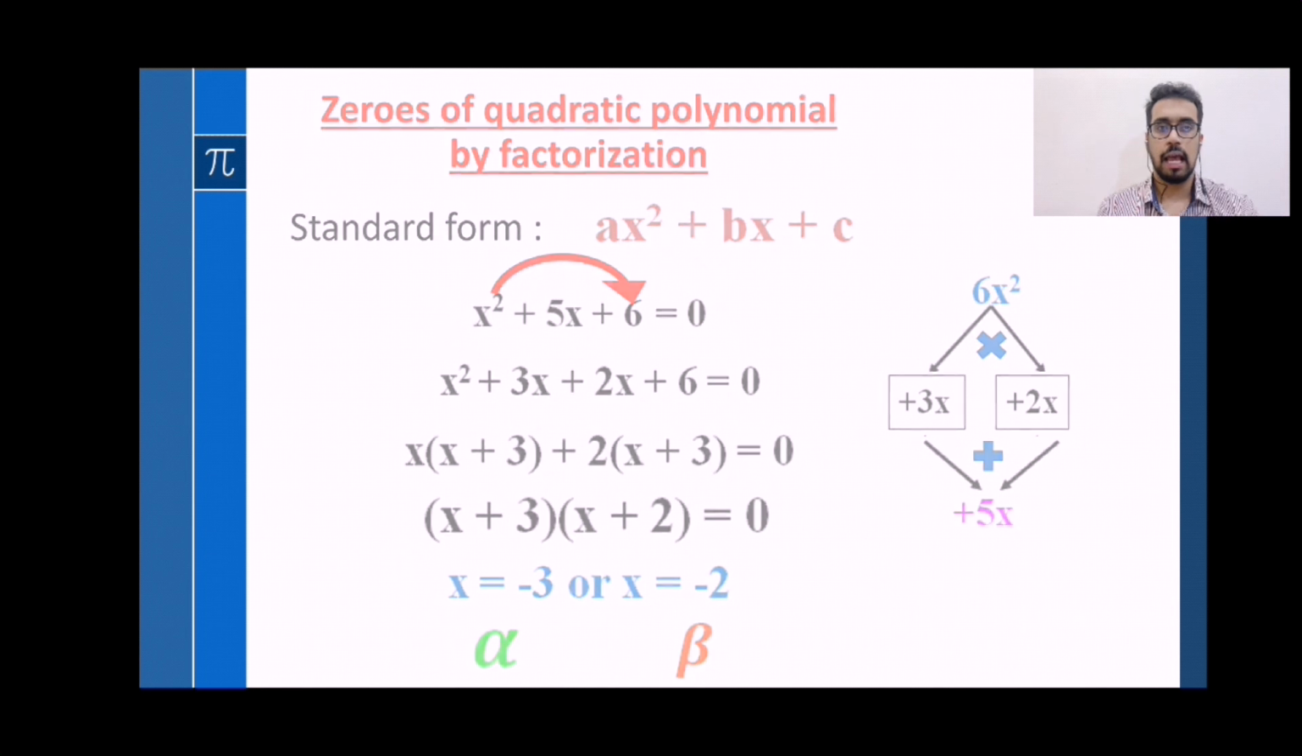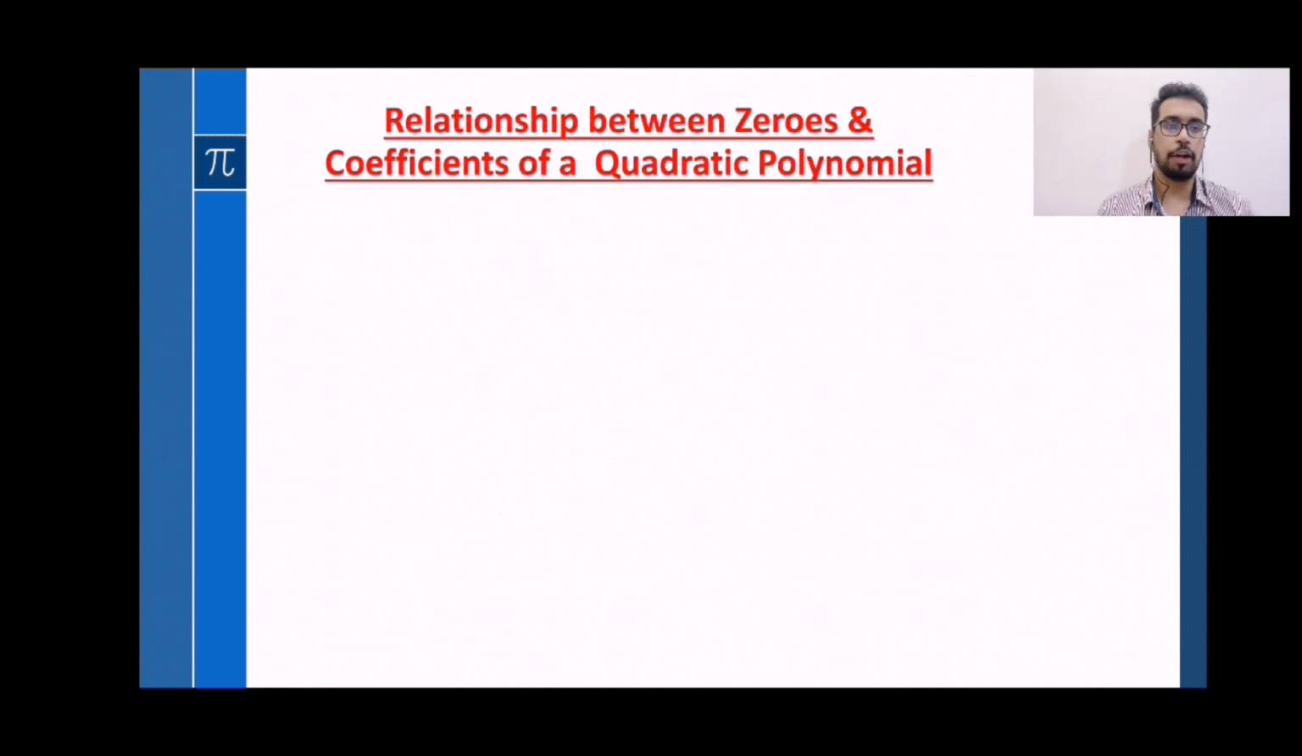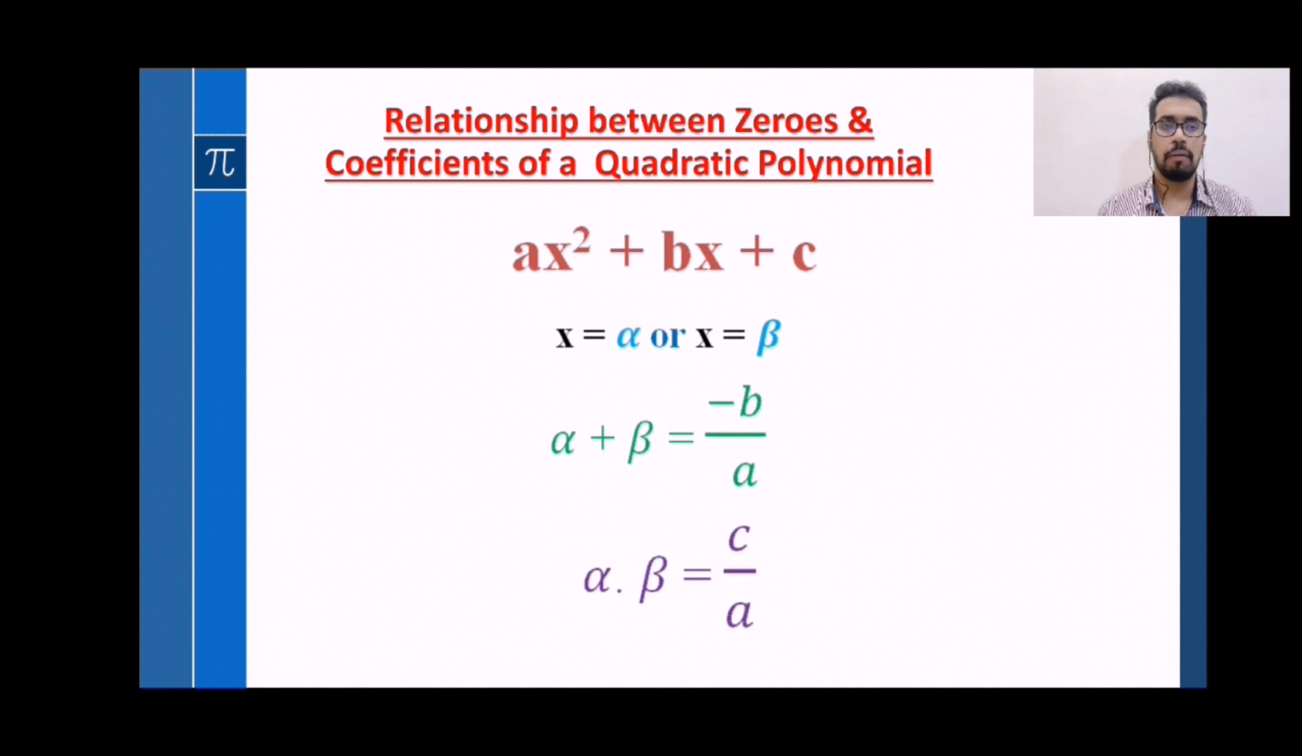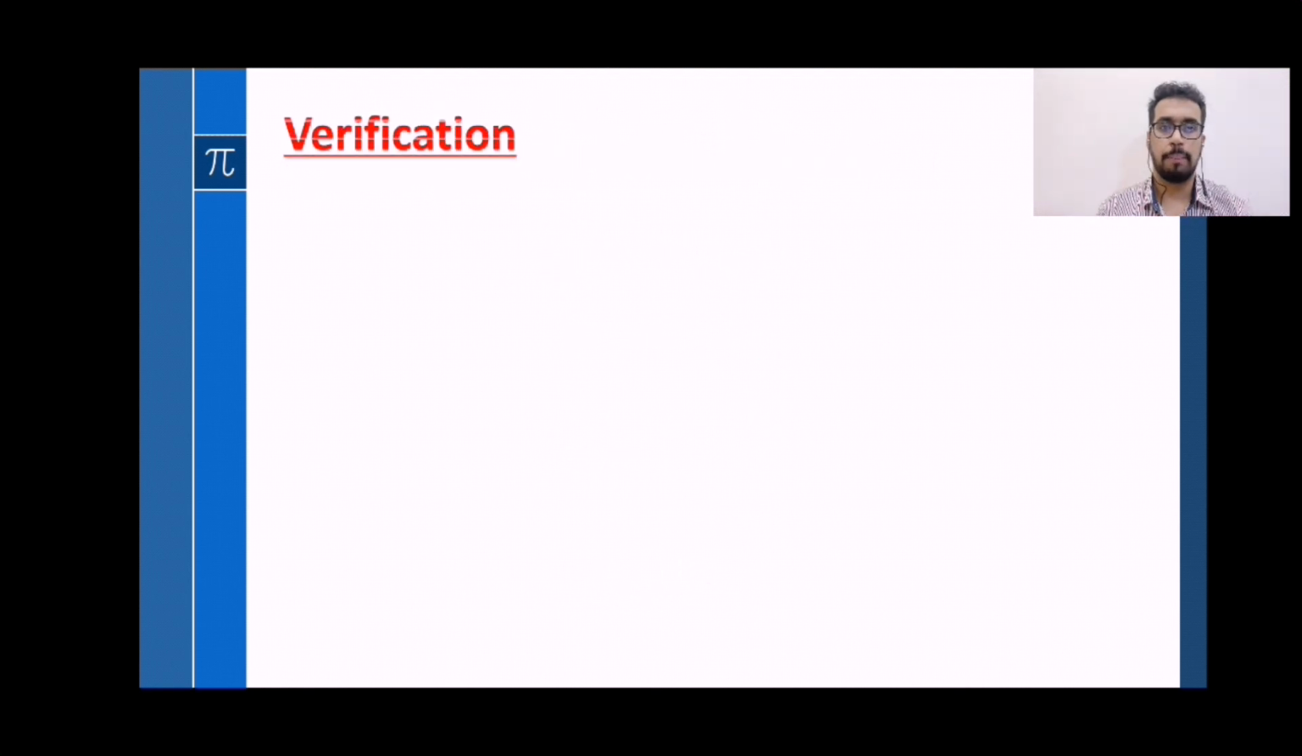Now let us see what is the relation between these zeros, alpha and beta, and the coefficients a, b and c of the quadratic polynomial. If a quadratic polynomial is of the form ax squared plus bx plus c, and if its zeros are alpha and beta, we have two relations. One is the sum of the zeros, which is -b by a, and the other one is the product of zeros, which is c by a.